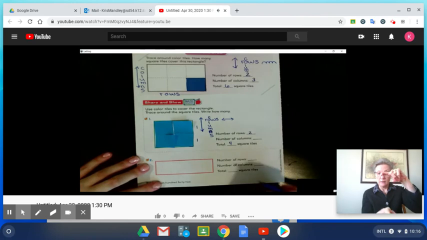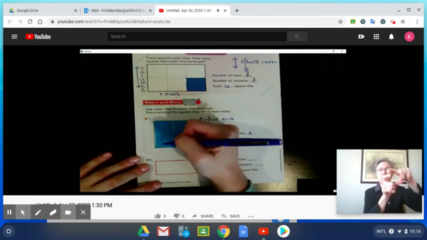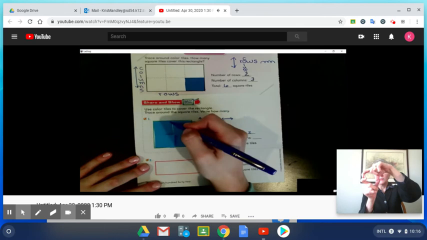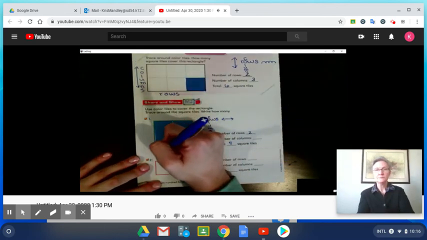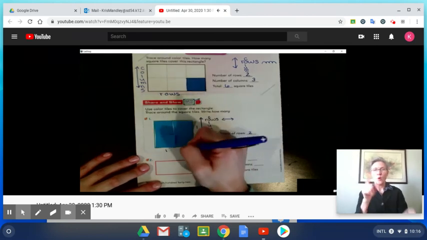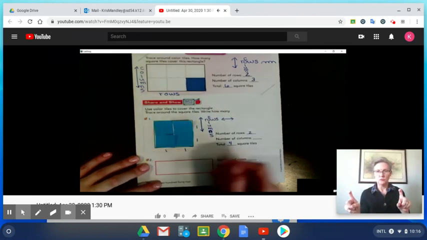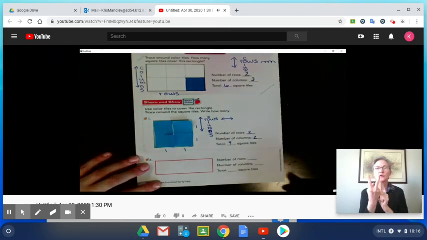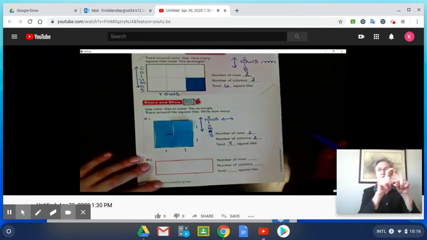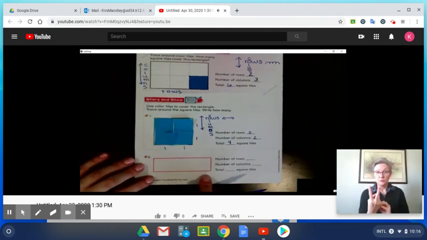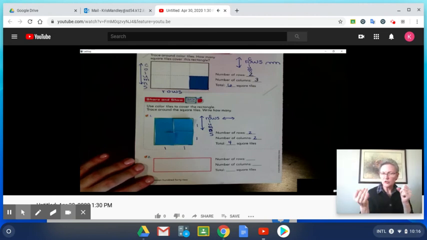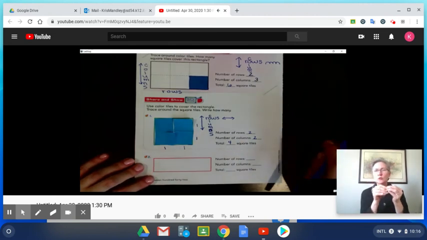Columns go the other way, right? So columns starting this way, they're going up and down. So how many times are they going up and down? So I have 1, 2, and I'm going to count them together, and I get 2 columns. So I have 2 rows, 2 columns, okay? So taking a look at number 2 right here, I'm going to use the same things, right? I'm going to figure out how many total rows I have, how many columns I have, and then how many total square tiles I have, okay?